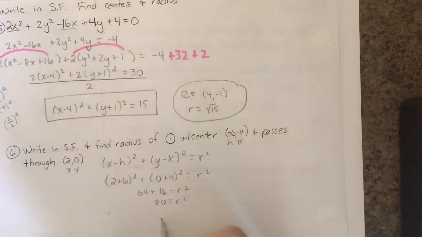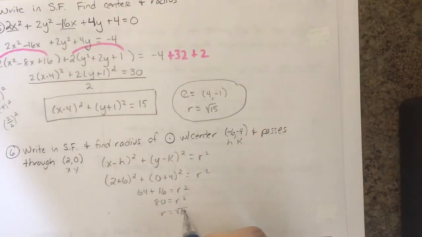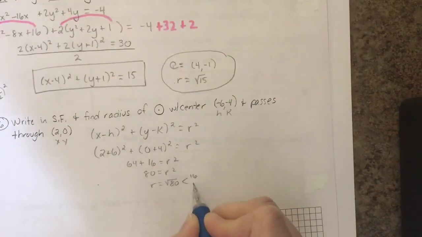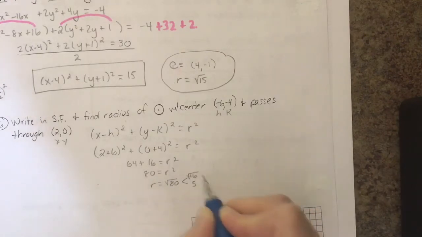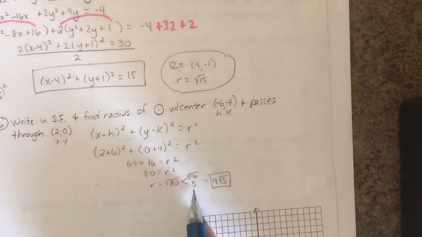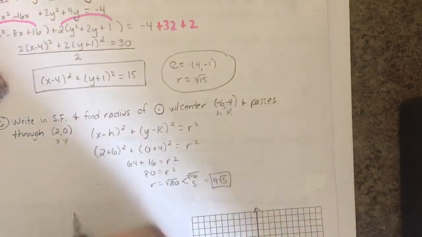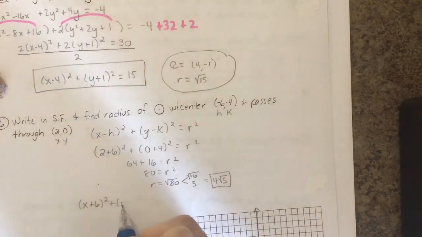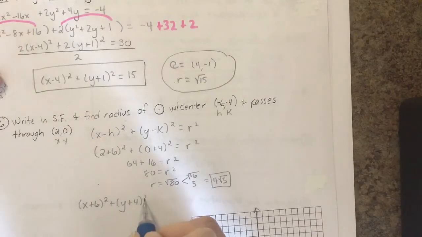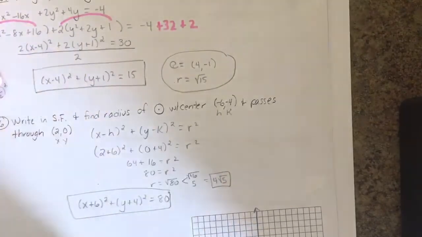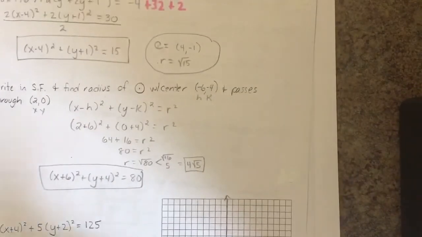What's the radius? Radius is square root 80. And what does 80 have in it? Biggest perfect square is 16, 5 left over. So the radius is 4 square roots of 5. And write in standard form. X plus 6 quantity squared plus y plus 4 quantity squared equals the radius squared, 80. Equation in standard form, radius.